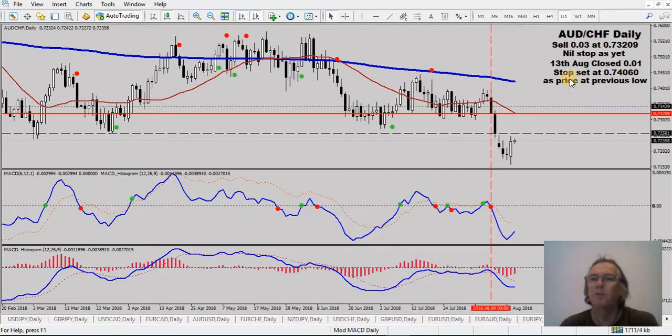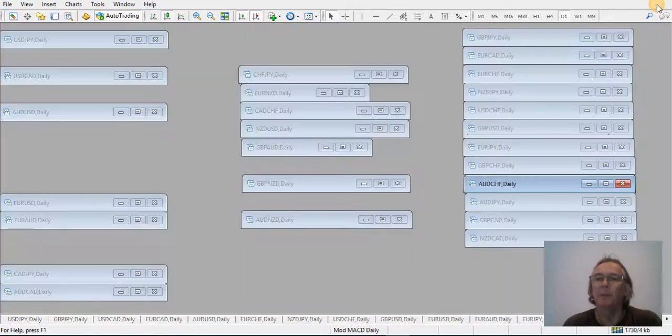Oz Swiss in a sell, I've closed another 0.1 this morning, and the stop's been moved down to 73.429. So I'm just taking a little bit more profit off the table here. It looks like it's turning a bit. Big bullish candle yesterday, and the standard MACD is looking a little bit ugly, so just taking a little bit more profit and moving my stop down.